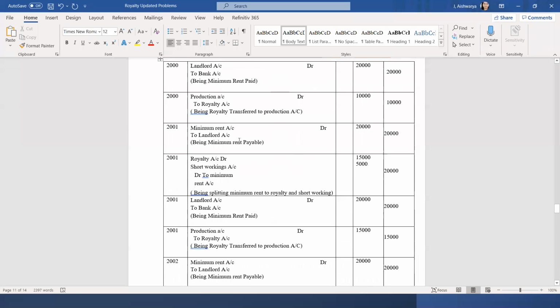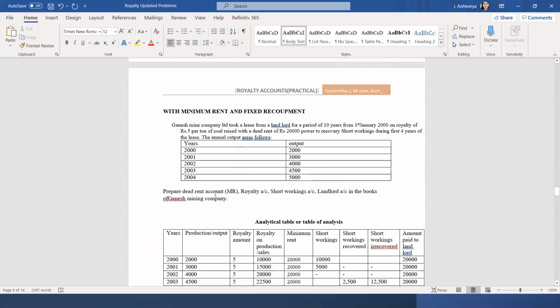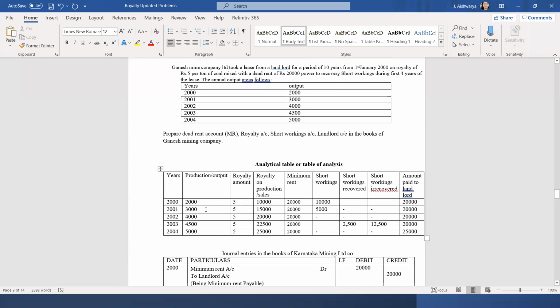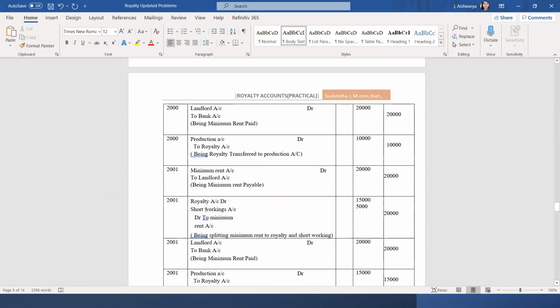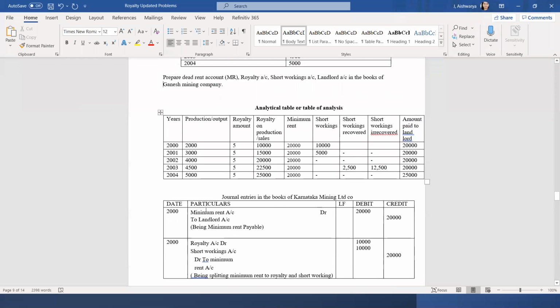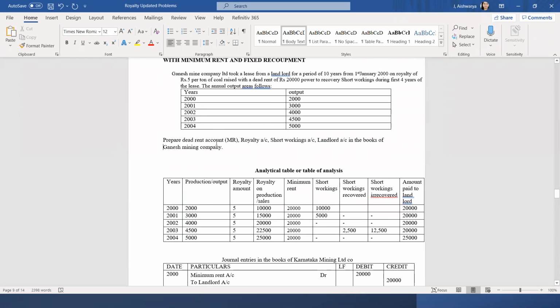So then here, after writing a journal entry, what is the thing that we have to prepare here? Dead rent account, royalty account, short workings account, and landlord account, in the books of Ganesh Mining Company, right? So here actually they have told you to prepare directly. Directly we have to prepare this minimum rent account, royalty, short workings, landlord account. But it is very difficult to write the ledger account without knowing the journal. Dead rent account means minimum rent account.